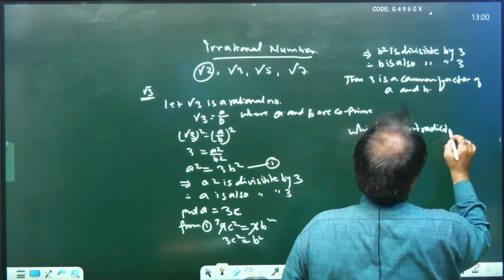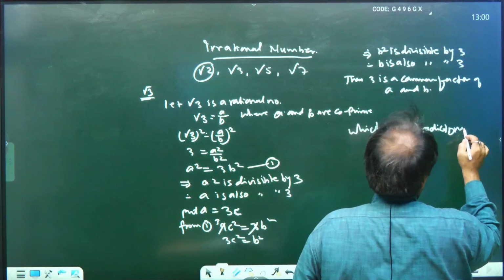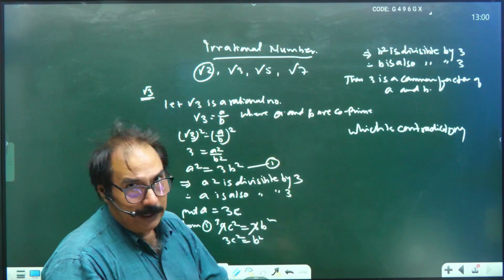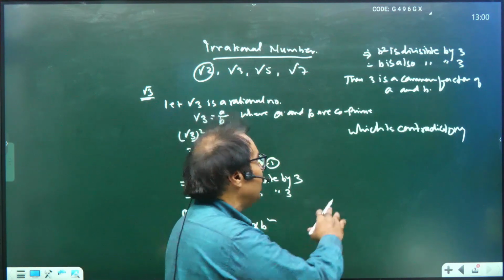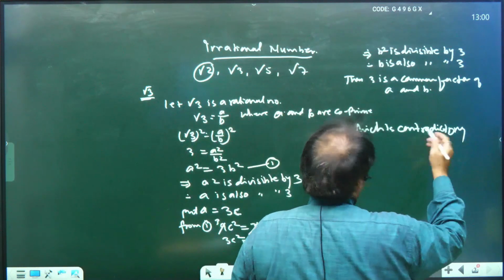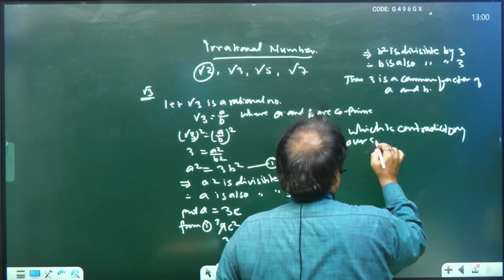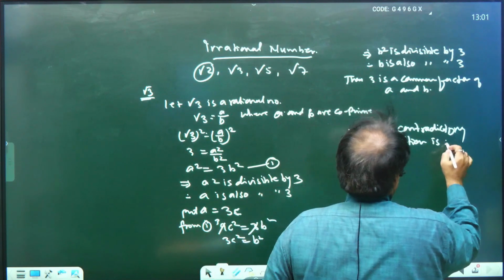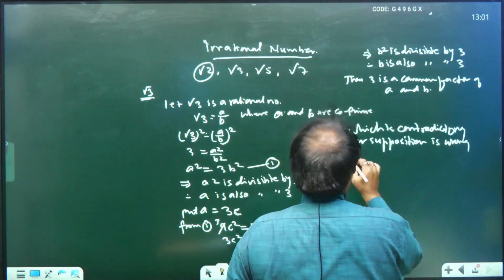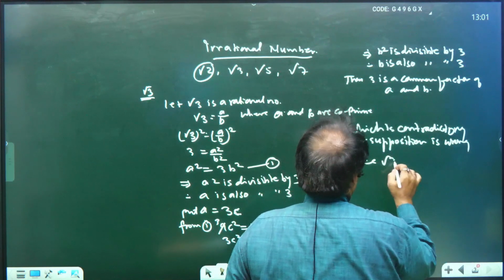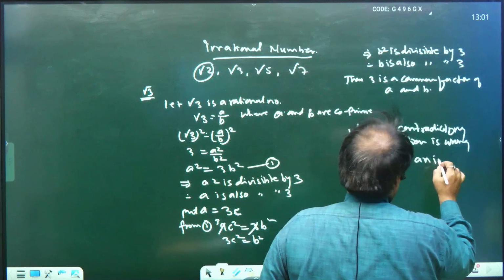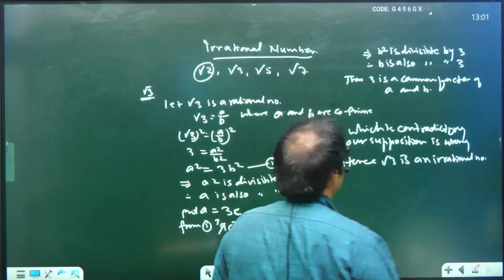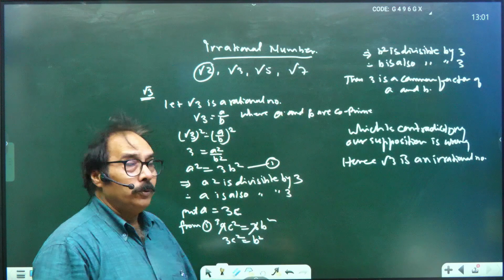Contradiction, or which is contradictory, you may write. Contradictory means we have supposed a and b are co-prime, but here we are getting 3 as a common factor, so which is contradictory, or contradiction in result. So our supposition is wrong. Hence, root 3 is an irrational number. In the same way, you can show root 2, root 7.